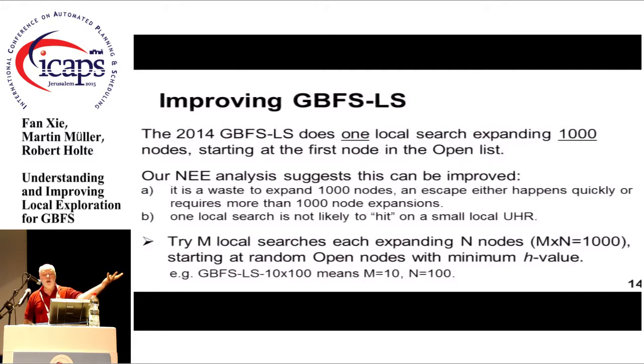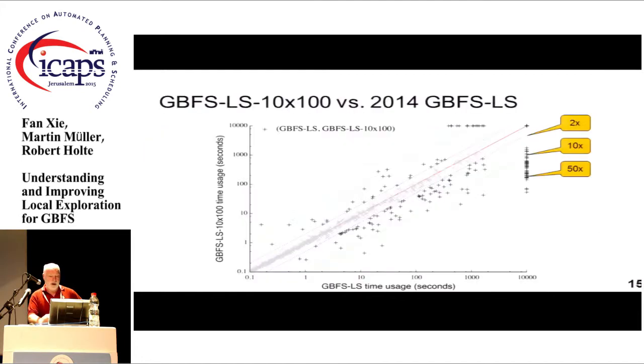That's what we report in this paper: we looked at various values of M and N. We're going to try M local searches. When the GBFS globally stalls, we're going to do not just one search with 1,000 nodes, but M searches with a budget of N, where M times N equals 1,000. So the total number of nodes expanded in this exploration phase is still 1,000. And we're going to choose the nodes at random, which is not what we did in 2014. The notation GBFS LS-10x100 means we're going to do 10 searches, and each one will have a budget of 100 nodes to expand.